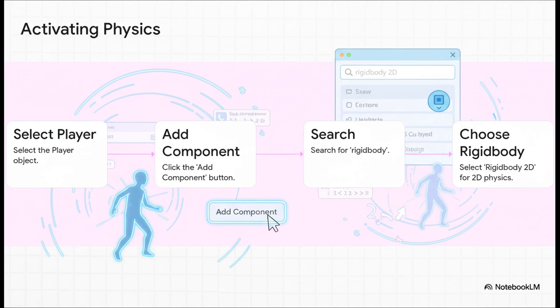So you know the drill. Let's get a rigid body on our player. First up, select your player object from the hierarchy. Go back over to the inspector, scroll down, and click that friendly Add Component button again. In the search bar this time, you're going to type rigid body. And remember our golden rule, we're in a 2D game, so we absolutely must choose rigid body 2D. Click to add it, and that's it. Our player is now officially on the physics engine's radar.